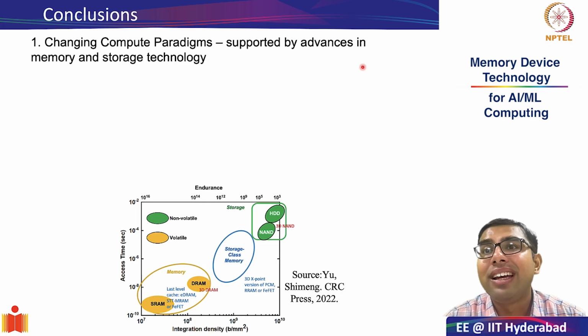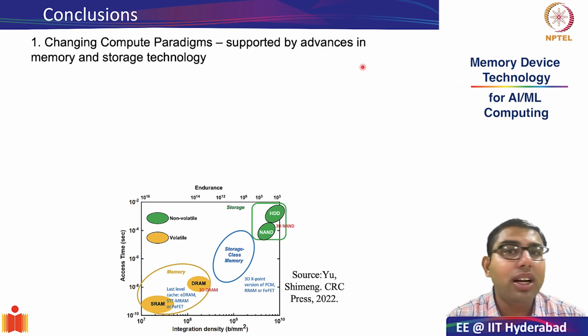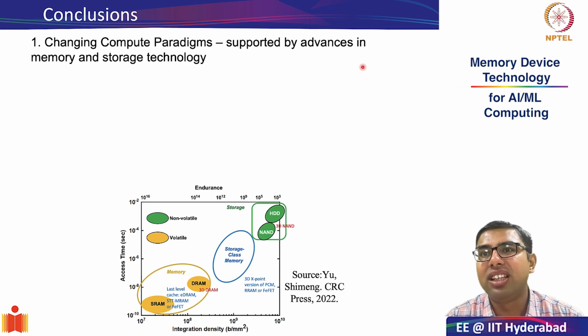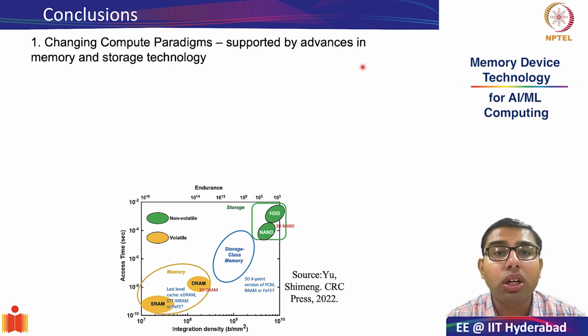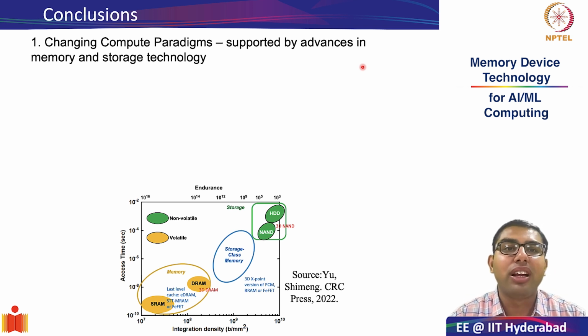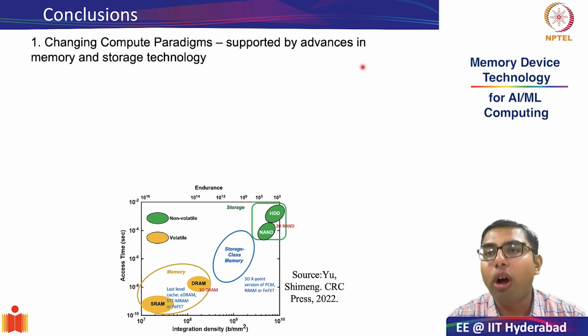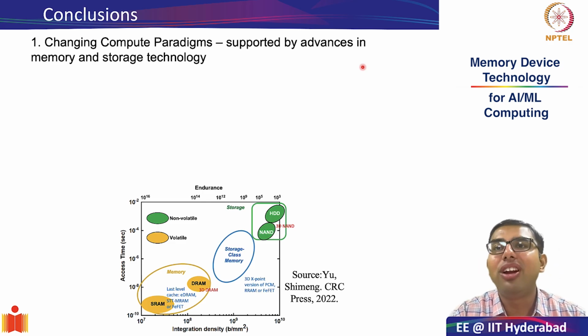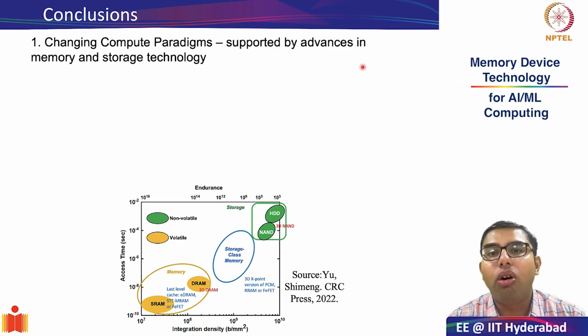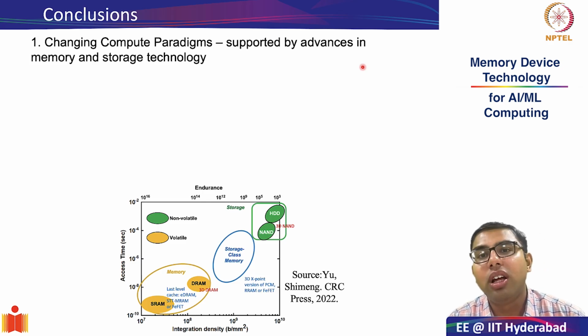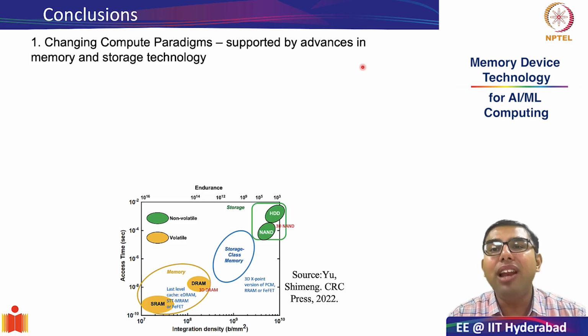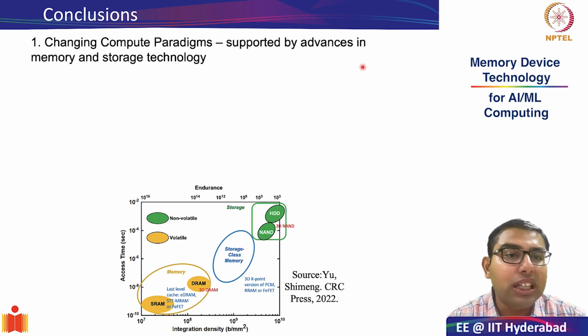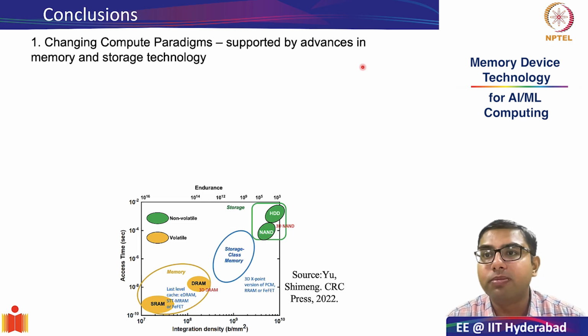So let us conclude our module 1 with the important learnings, the key insights that we gained. The first insight we got, there has been a remarkable shift in the compute paradigms from logic-centric computing to data-centric computing, and all of this was supported due to the availability of big data. And what led to the availability of big data?